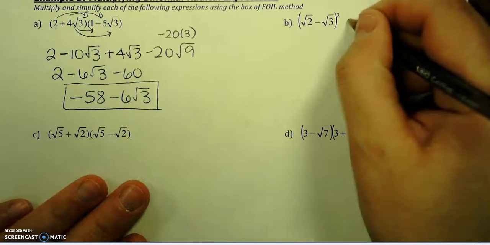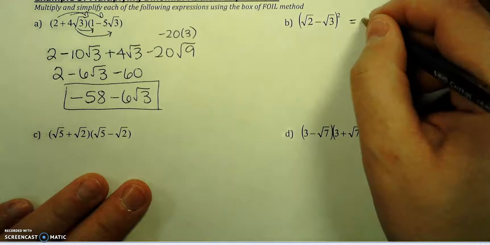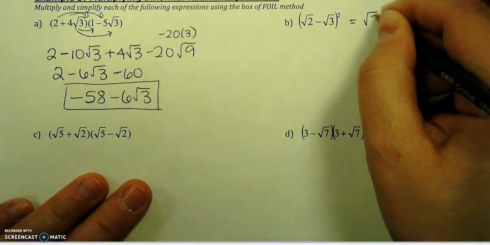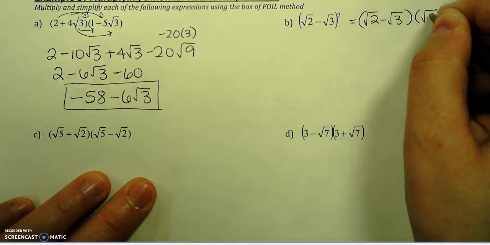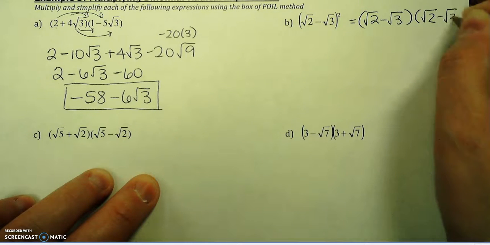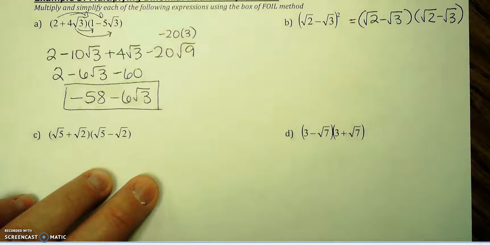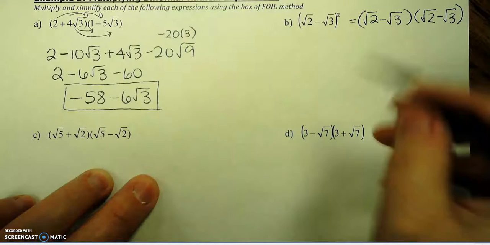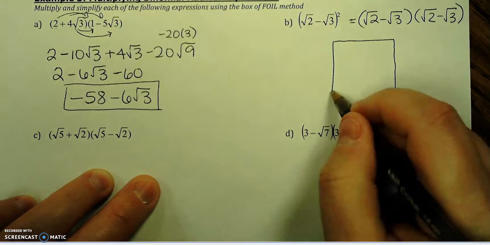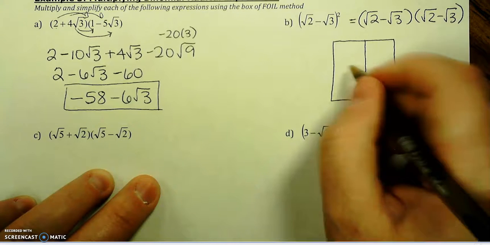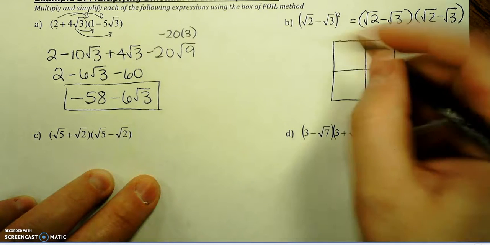Okay, now, don't distribute this. Anytime you got a minus or a plus, you don't want to do that because you're going to miss out on a middle term here. What this really means is the square root of 2 minus the square root of 3 times the square root of 2 minus the square root of 3. Now, if you enjoy the FOIL, please go ahead and do that. I'm going to do a box on this one just for anybody that prefers that method, so whichever you like better.